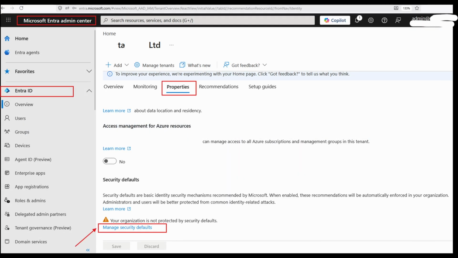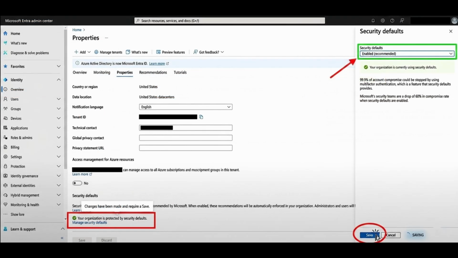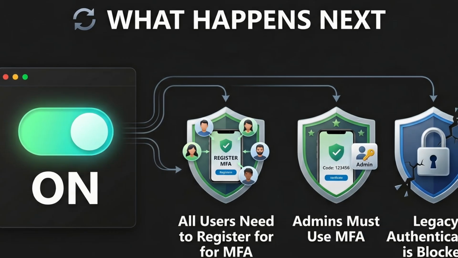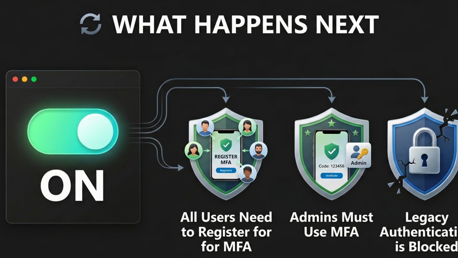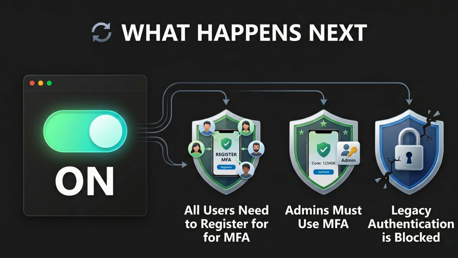In Microsoft Entra Admin Center, go to Entra ID, then Overview, click on Properties, scroll down to Manage Security Defaults. Now set Security Defaults to Enabled and click Save. That's it. Once Security Defaults is enabled, all users in the organization need to register for MFA. Admins are required to use MFA.